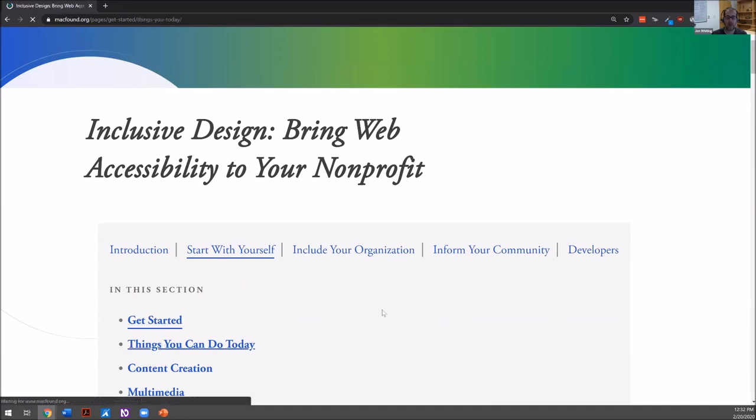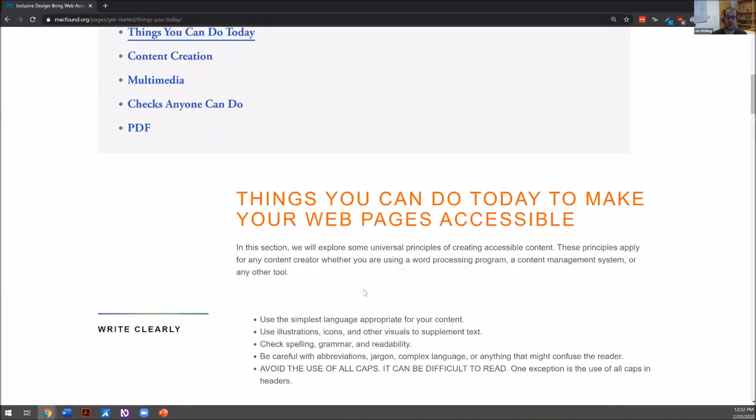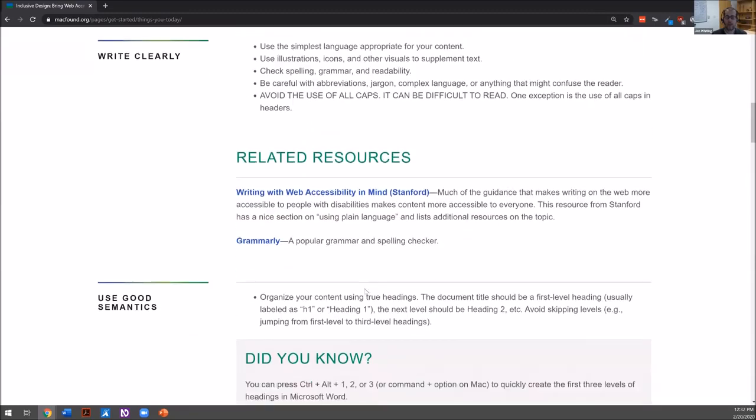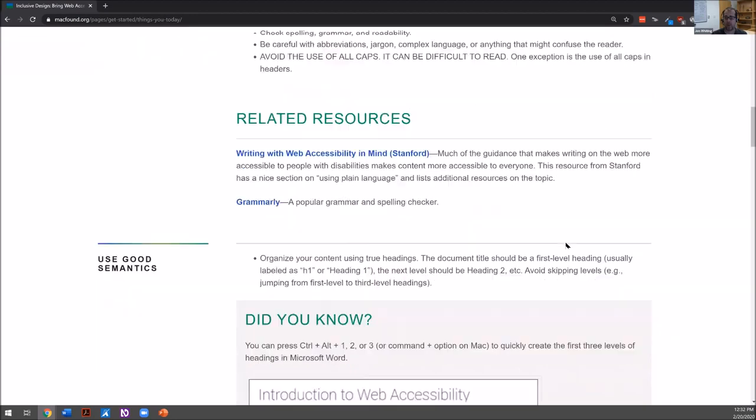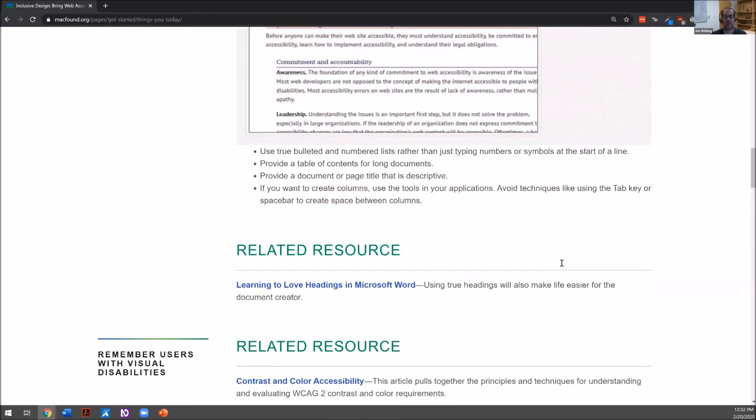And looking at the next one, this is hopefully quite a bit of good information in this next section of things you can do today. An example of that would be to write clearly. There are some resources for information about clear writing, popular spelling and grammar checkers, those kinds of things. Information about semantics. And by semantics, I mean the structural things that help you add meaning to the words on your page. So headings, lists, those kinds of things that make what you're looking at more easily digestible, chunked. Those are also things that people using different assistive technologies can often benefit from.